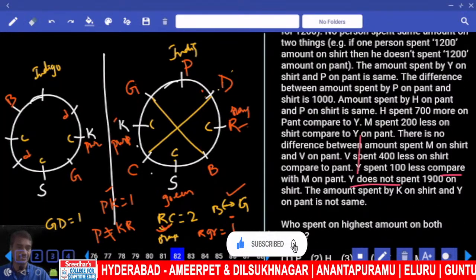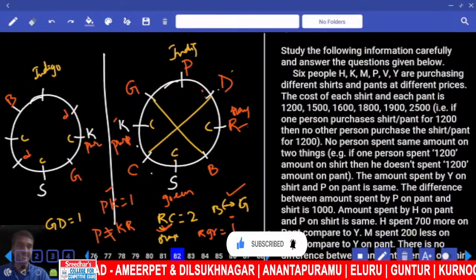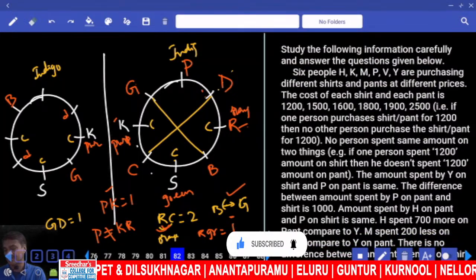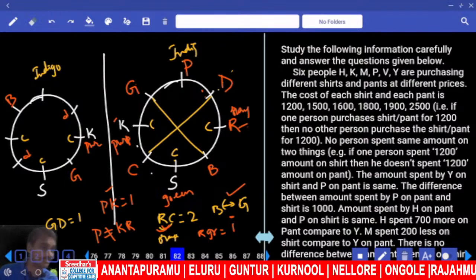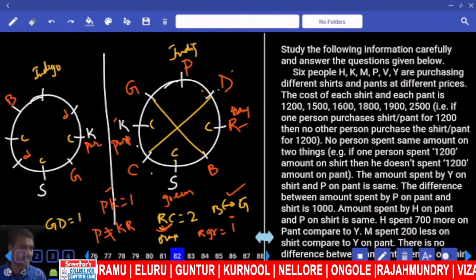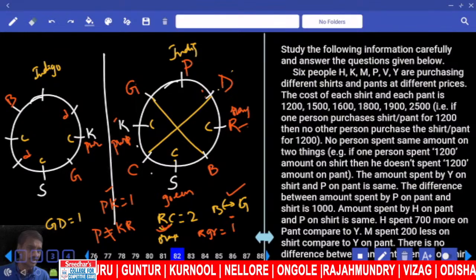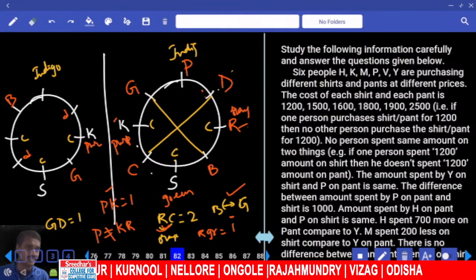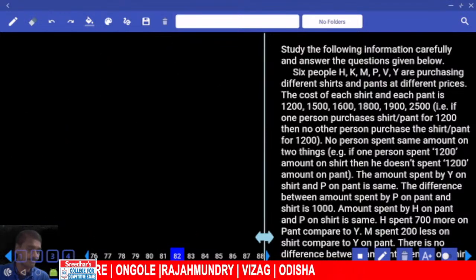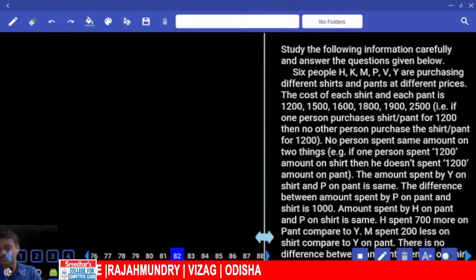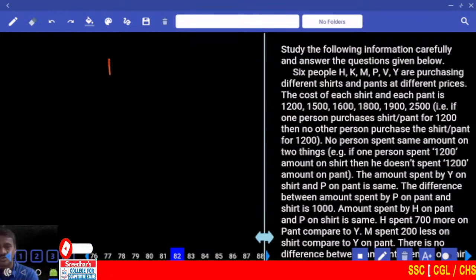Now in this question number 82 onwards, there are some 6 people. These 6 people are purchasing shirts and pants at different prices. Now the prices were one and the same, isn't it? 12, 15, 16, 18, 19, 25. Then 6 persons were there, purchasing different shirts and pants. Now shirts and pants. Can you take it like this or not?